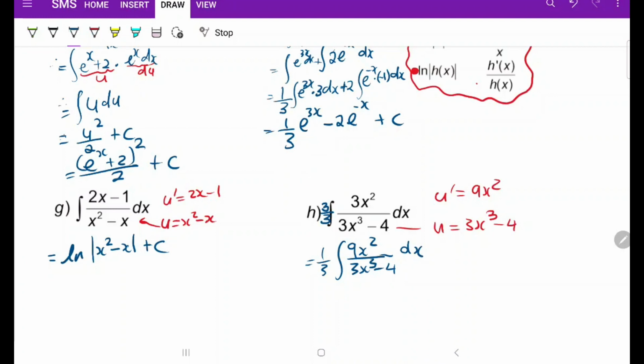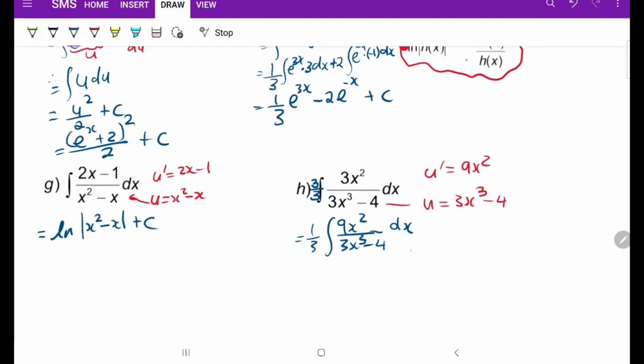Once we get here, we can apply this rule again. I've got u in the denominator and its derivative in the numerator, therefore I can apply that rule. So this becomes the ln of the absolute value of 3x cubed minus 4, plus our constant of integration c. I hope that doing more of these examples has helped you.